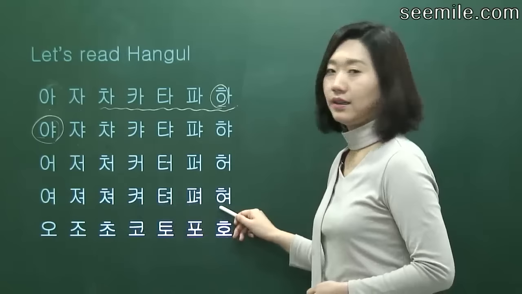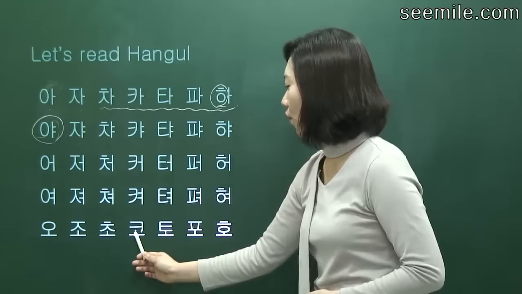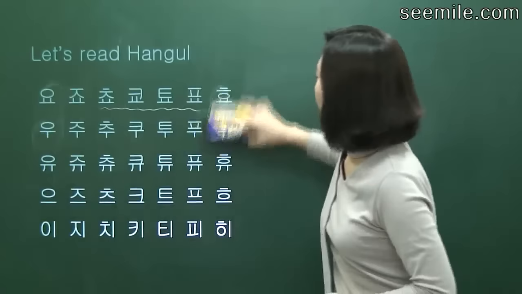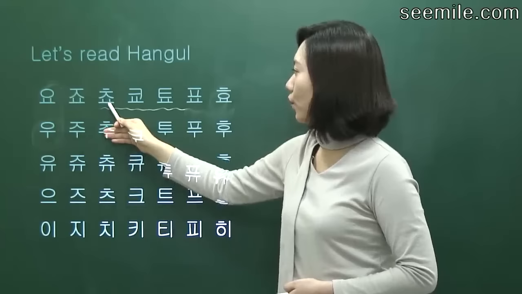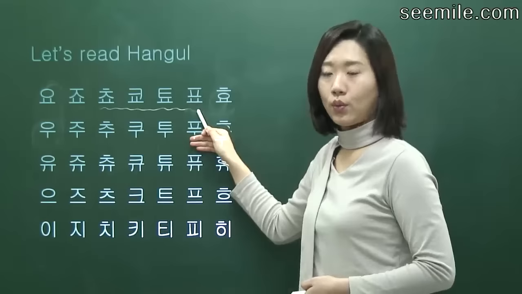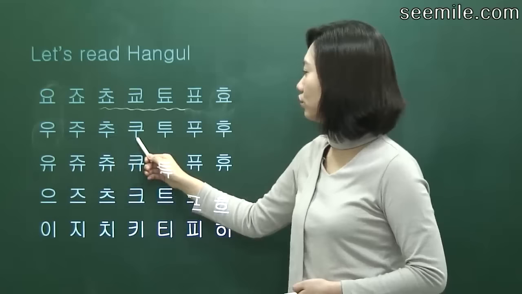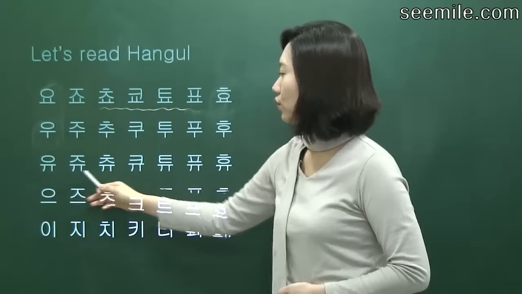오 sound. 오, 조, 초, 코, 토, 포, 호. Okay. 요, 조, 초, 쿄, 툐, 표, 효. 우 sound. 우, 주, 추, 쿠, 투, 푸, 후. Okay. 유 sound. 유, 주, 추, 큐, 튜, 퓨, 휴.